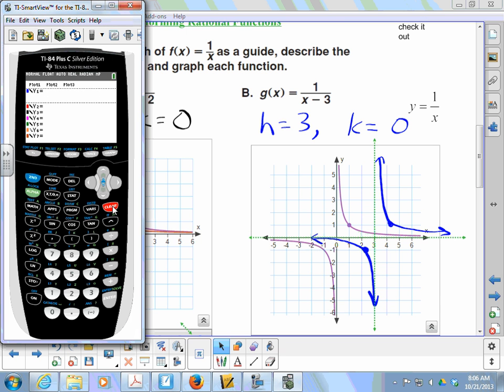Now, does everybody remember how to put the fraction bar in your calculator? It's a lot easier if you use the fraction bar. If you go to alpha, y equals, the very first one gives you the fraction bar.